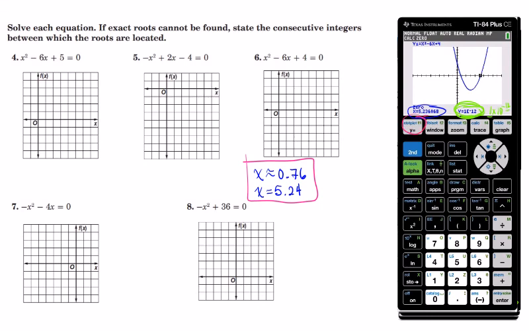So you put it into the y equals menu, then you go second, and after, look at the graph first, but after you do that, second, trace, 2, left bound enter, right bound enter, guess enter, and you'll get your values, and you'll have to do that twice a lot of times if you have 2 solutions.